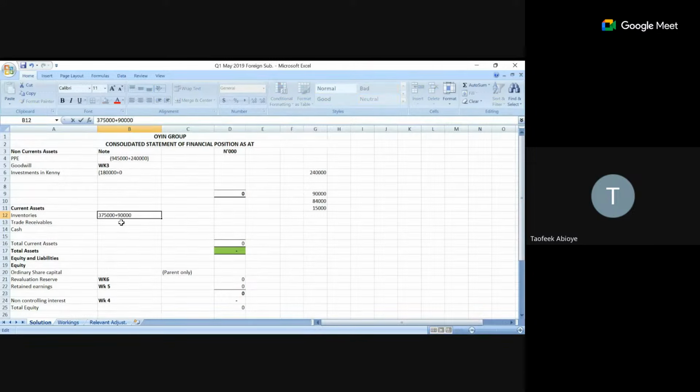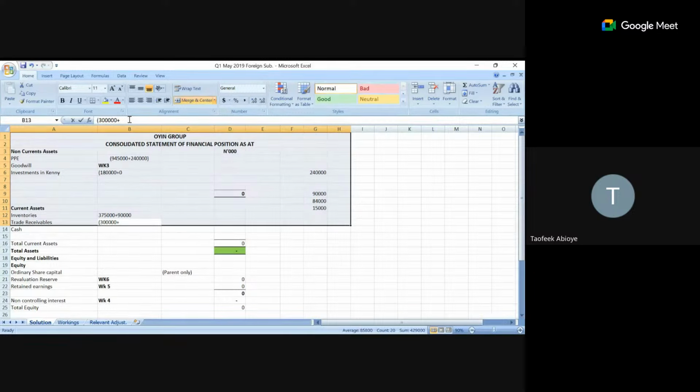Now, let's go. Trade receivable. What is the trade receivable of parent company? 300,000, right? Yes, 300,000. Plus, what is the trade receivable of subsidiary? 84,000. So plus 84,000.